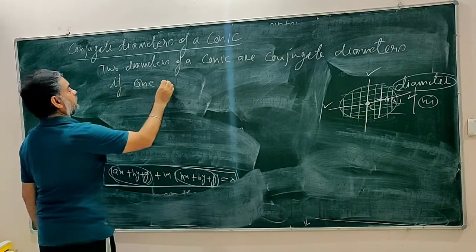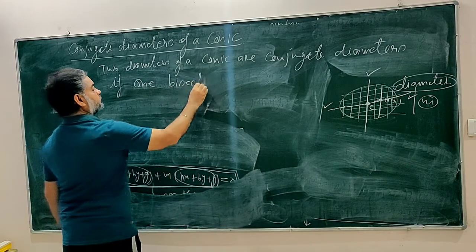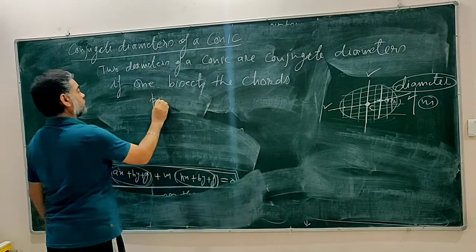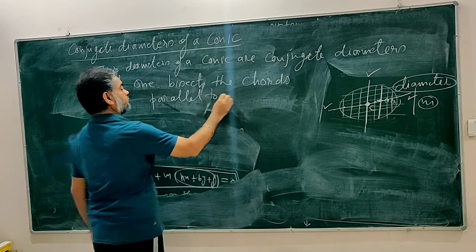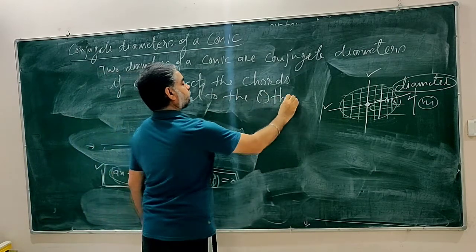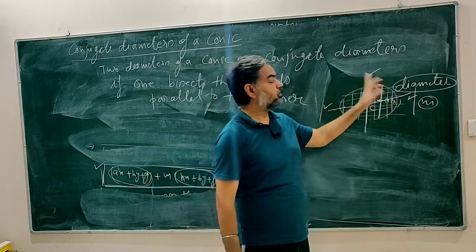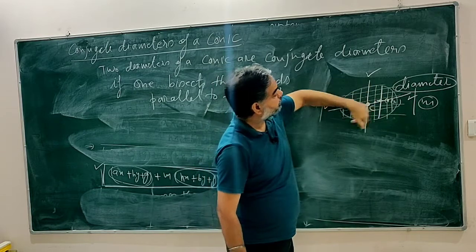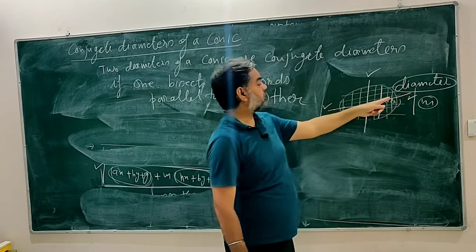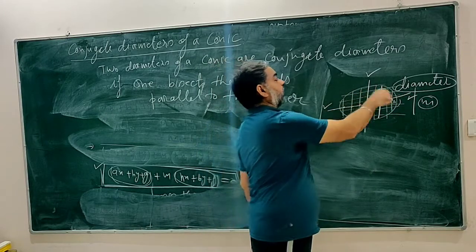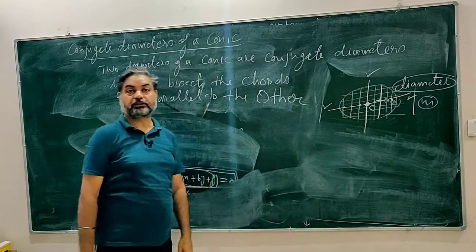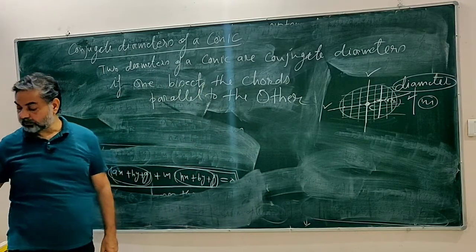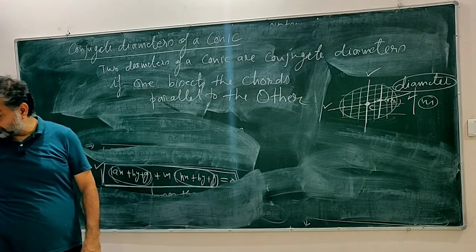Alright, for example, these two diameters are conjugate diameters because this diameter bisects the chords parallel to this diameter, and this diameter bisects the chords parallel to this diameter. So two diameters are called conjugate diameters if one bisects the chords parallel to the other. So this was the definition of conjugate diameters.